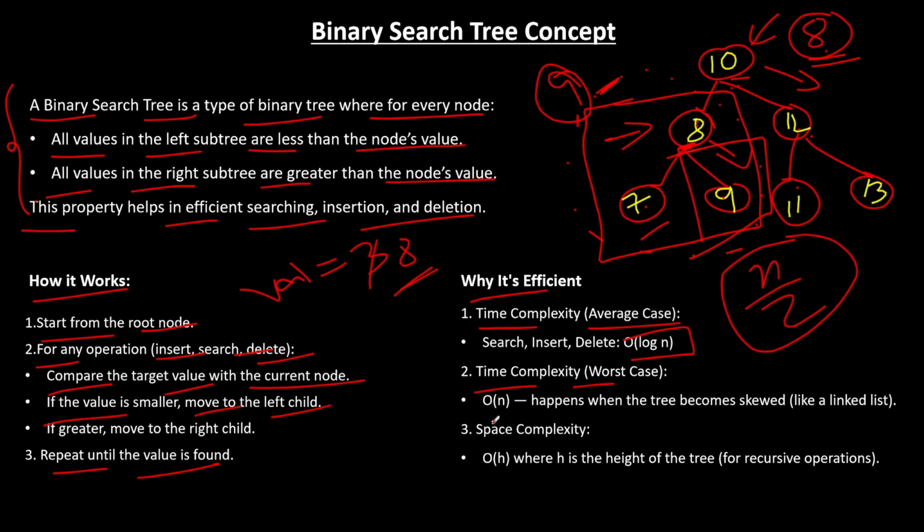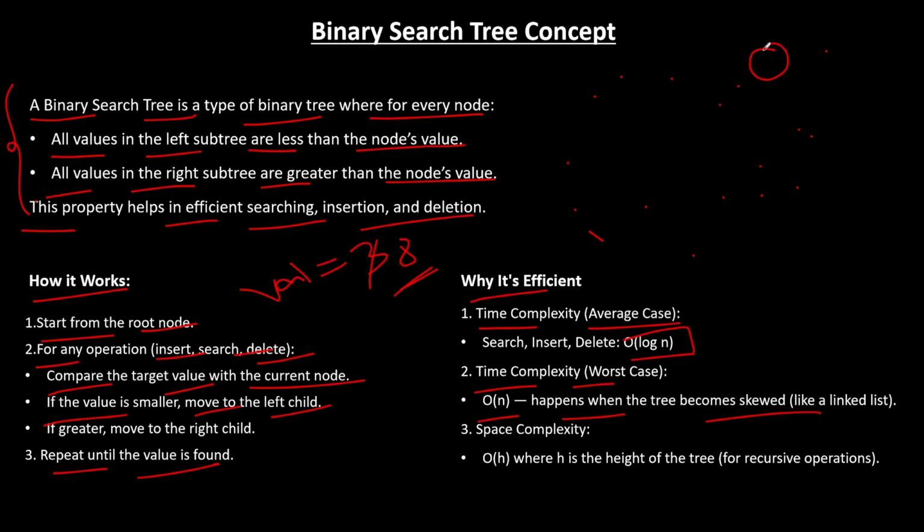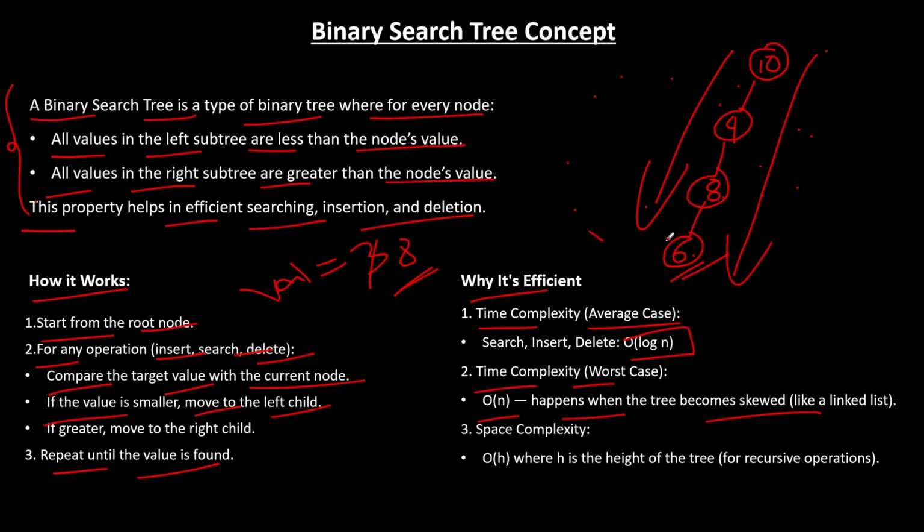And worst-case time complexity could be O of n when the tree becomes a skew tree. And what is a skew tree? A skew tree is one where nodes do not have both children. So if this is a skew tree, and suppose you had to find 6 here, right? You have to traverse the complete tree to get that particular 6. So in the worst case it becomes O of n. And space complexity becomes O of h, where h is the height of the tree, for recursive operations. Okay, that is all about binary search tree here.